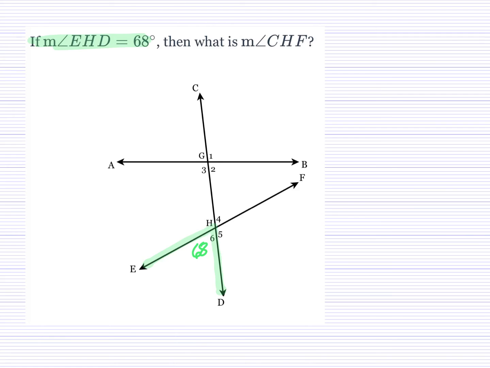Next thing we're asked is to find the angle C, starts here, to H to F, which is right here. So the angle we're talking about is all of this segment here. We can clearly see that those two don't share a side, so this is not a linear pair. And they are opposite sides of our vertex across two straight lines, so these are vertical angles. So if EHD is equal to 68 degrees, that means that CHF is also going to be equal to 68 degrees.